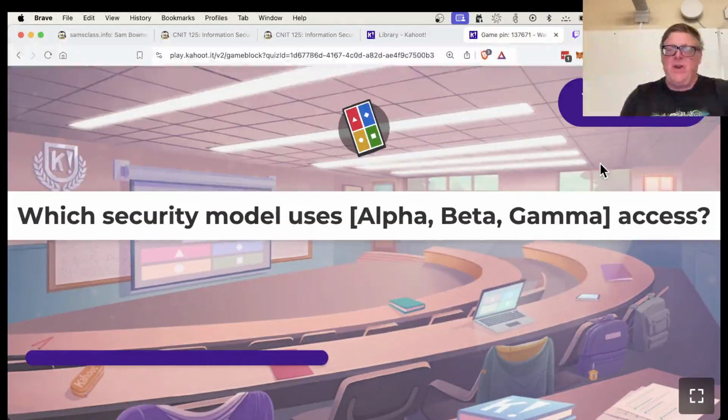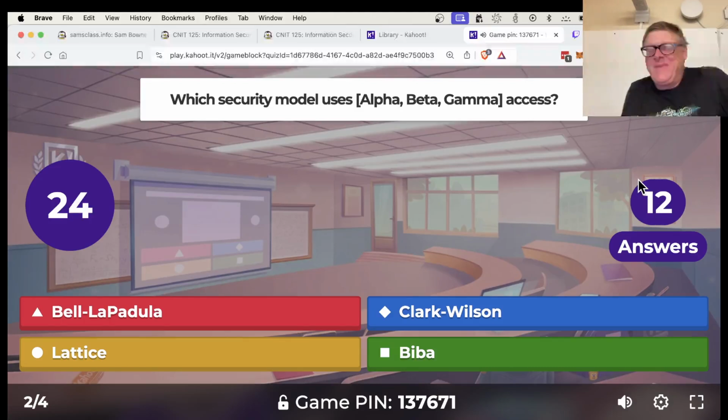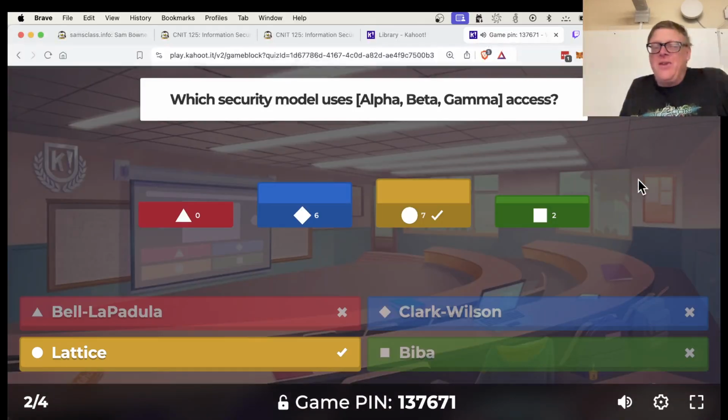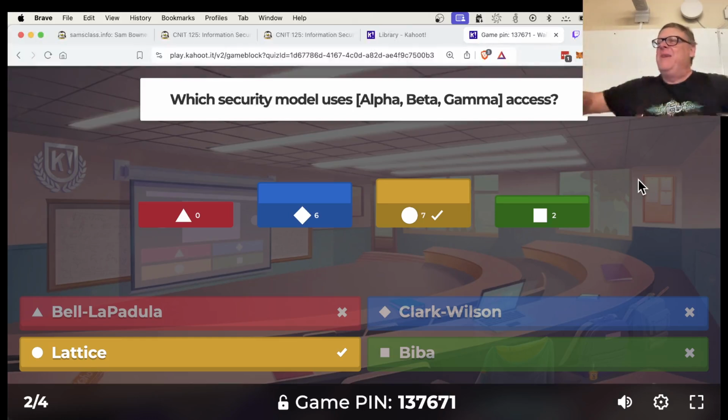All right, what security model has this alpha, beta, gamma stuff? You notice, by the way, that I understand almost nothing about how this works, and neither do you, and that's fine. Remember from the first class, the CISSP is a mile wide and an inch deep. You just learn a little bit about all these concepts, no depth. So that's the lattice one. Anyway.